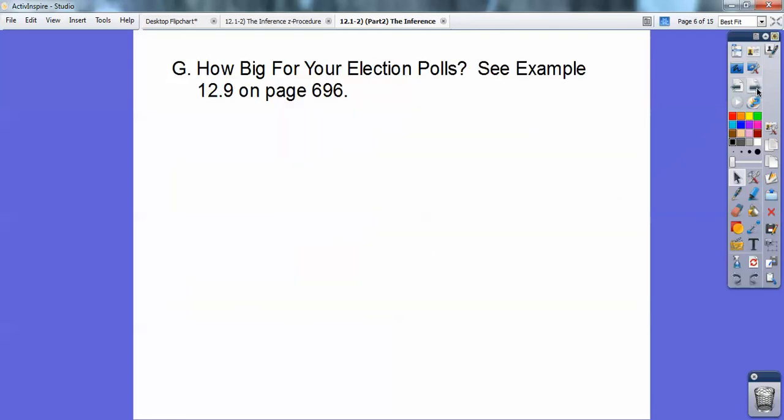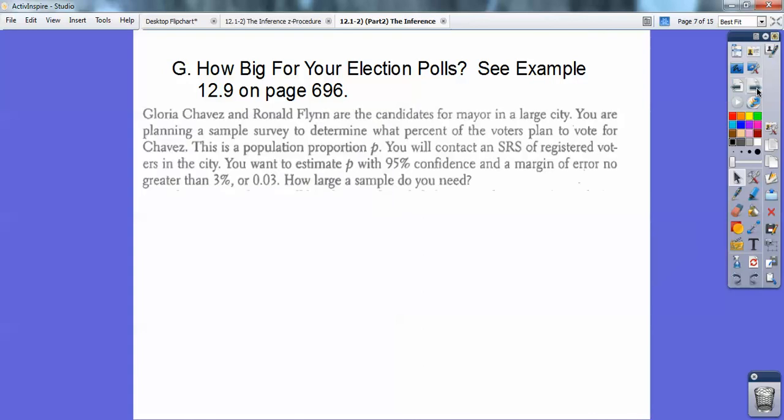So here's an example. How big should your sample be for an election poll? Gloria Chavez and Ronald Flynn are the candidates for mayor of a large city. You're planning a sample survey to determine what percent of voters plan to vote for Chavez. The population proportion is p. You will contact an SRS of registered voters in the city. You want to estimate p with 95% confidence and a margin of error that's no greater than 3%. So how large should your sample be?